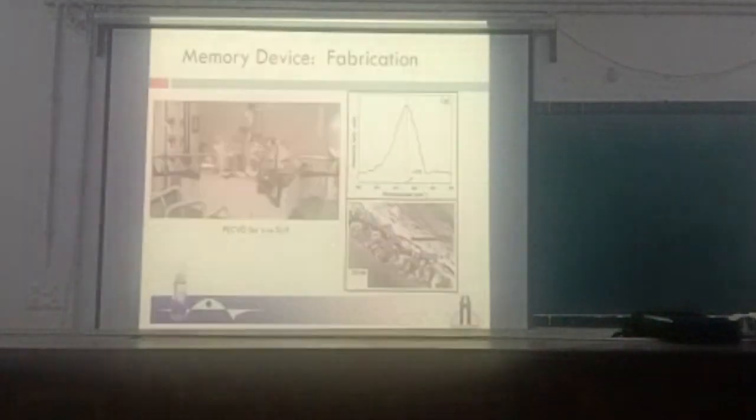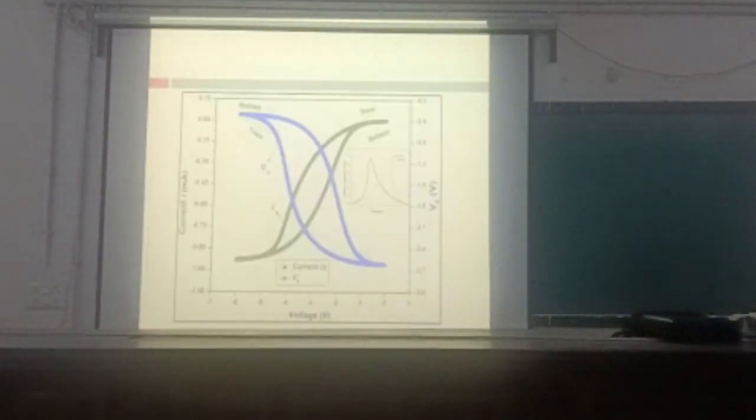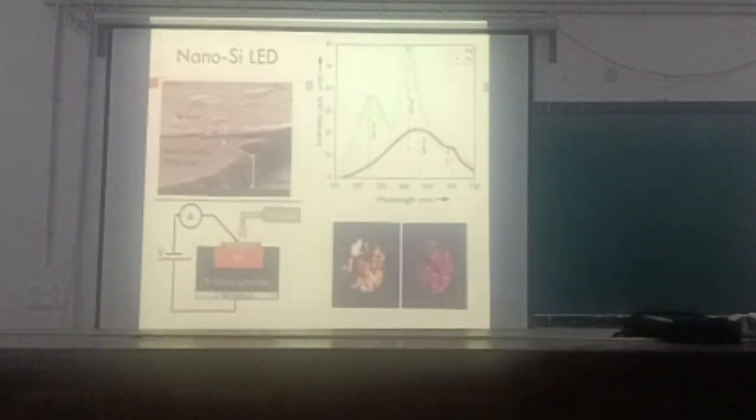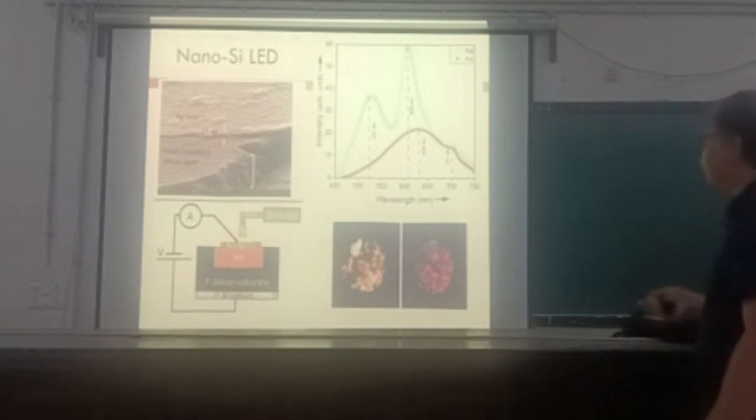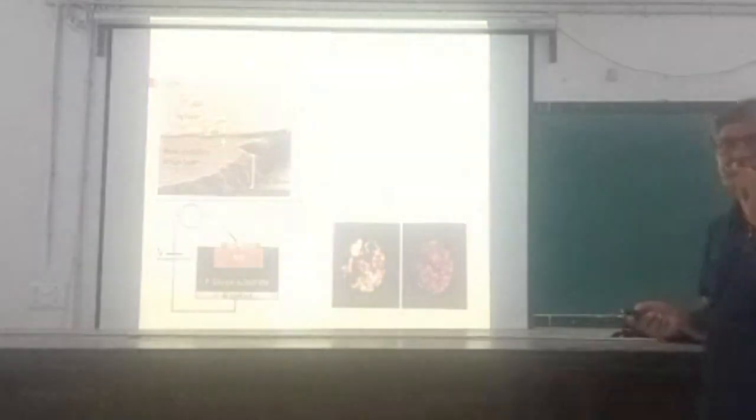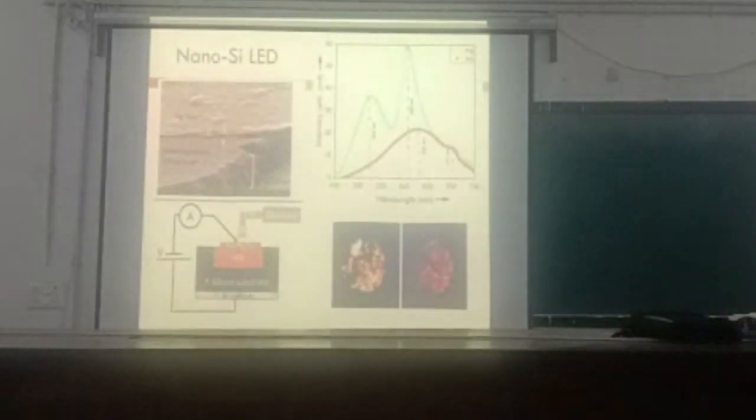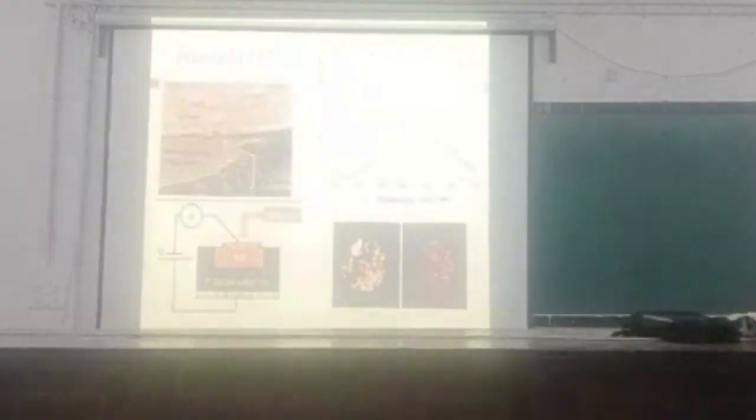But for a device, you have to make an electrically controlled device. If you are switching with a UV lamp and then you are getting light, there is no point in that. What you want is to apply some voltage and get some light. So that is done in a light emitting diode.